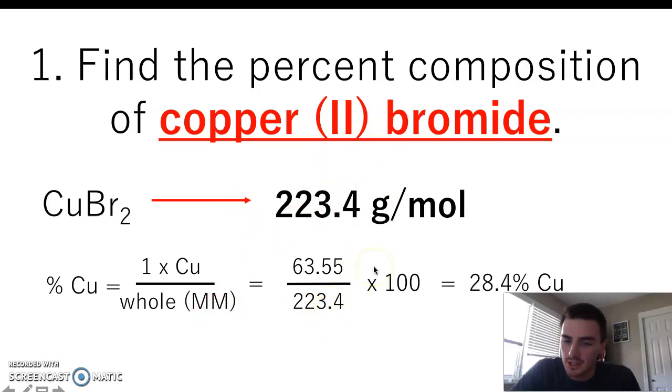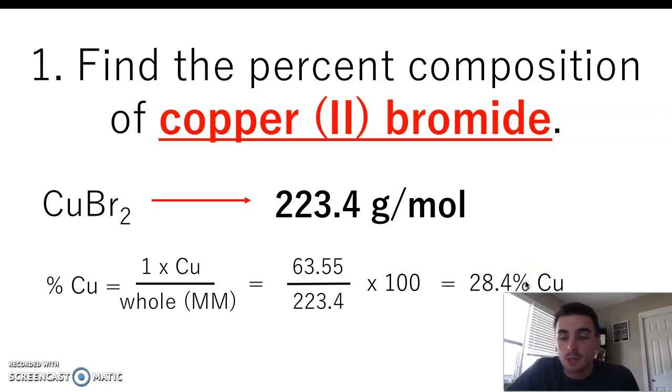Since this is a percentage, we always multiply by 100, and usually for percent composition we'll go to the tenths place. That goes to show us that if I have a spoonful of this, a dump truck, any amount of this, 28.4% of the mass there is from copper atoms.